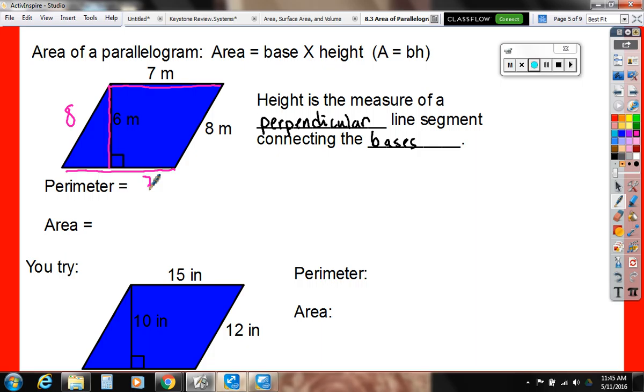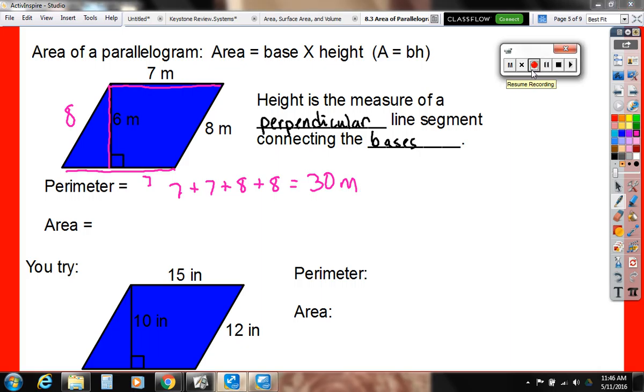Okay, distance around means that we do not include the height in our calculations because that's not on the outside of our parallelogram. So we're only going to add the numbers along the outside. So what would we get as the perimeter? Rosa? 30, good. And would we say 30 meters or 30 square meters? Just m, good. So 7 plus 7 plus 8 plus 8 equals 30 meters. You can do a shortcut like Aubrey asked before by adding the 2 7s together and then by adding the 2 8s together.